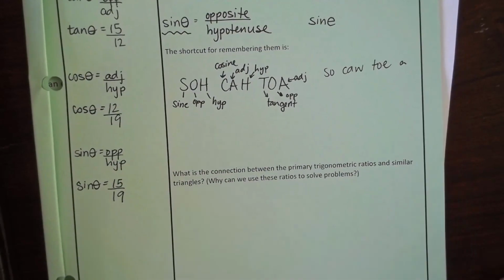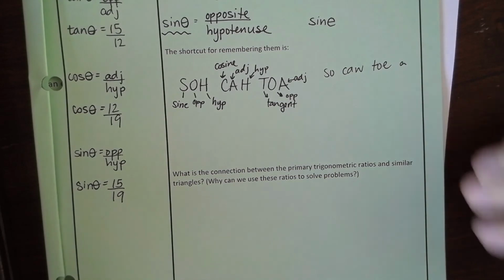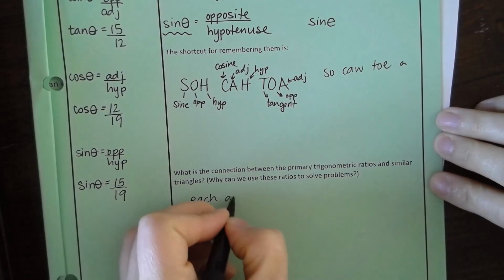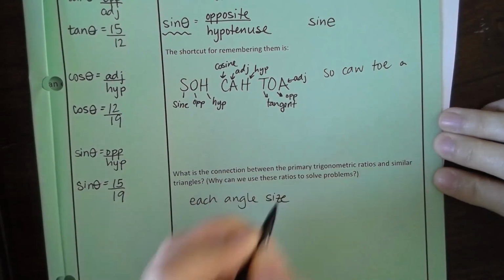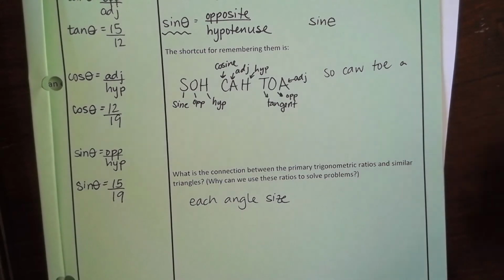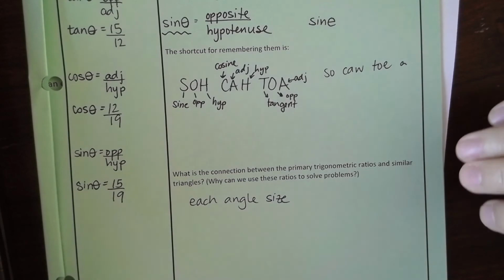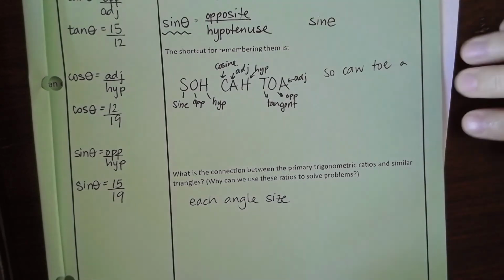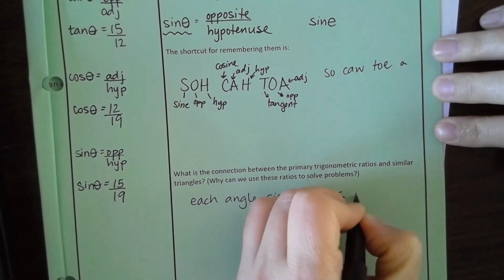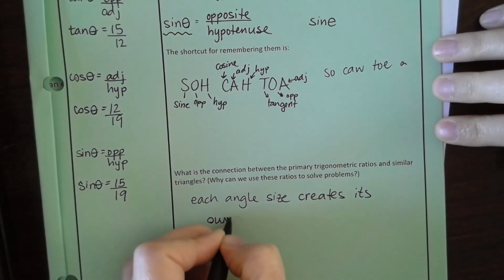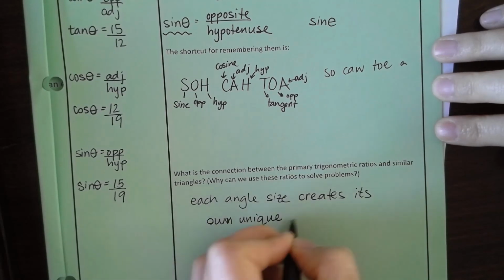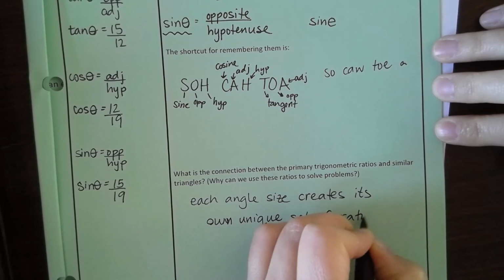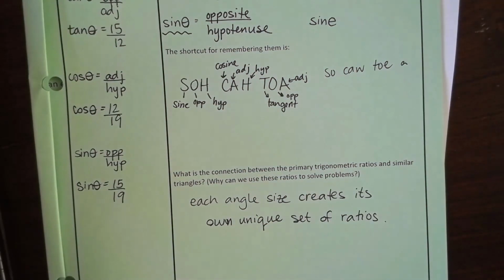Final question on the notes page. What's the connection between the primary trig ratios and similar triangles? Like, why can we use these ratios to solve problems? Well, each angle size, and I don't even mean whole numbers like 30 degrees or 40 degrees, I mean like 30.00001, has its own ratio for cos and for sine and for tangent. So every single angle size creates its own unique set of ratios. And all of those ratios are stored in your calculator.